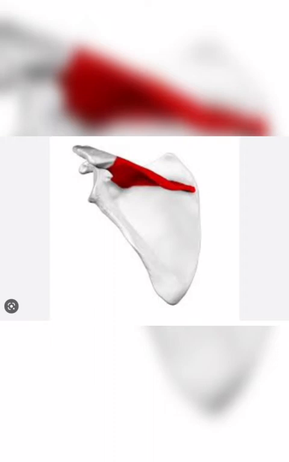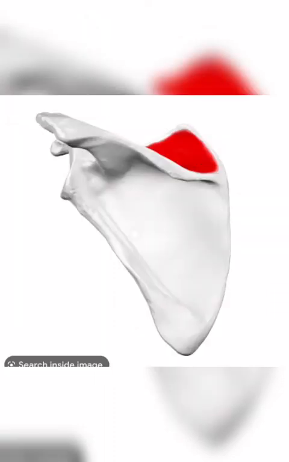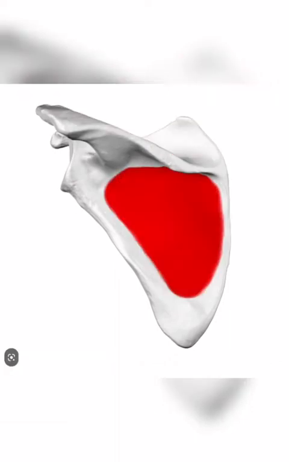It is a triangular plate of bone. Based on the position of the spinous process, the spine is divided into two types. The first one is the supraspinatus fossa, as you see in the red marking on the scapula. And another one is the infraspinatus fossa.